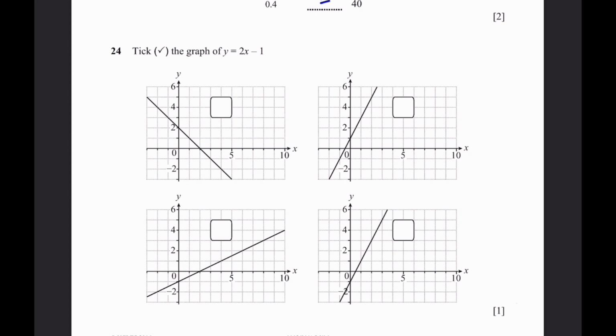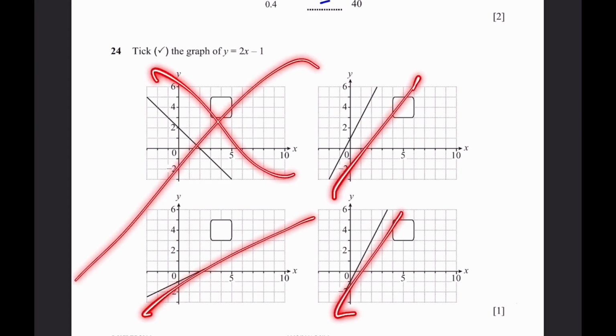Question 24. Take the graph of y equals 2x minus 1. So we can see the line formula: y equals mx plus c. Here the gradient m is 2, which means it has to be a positive gradient. So it's one of these three lines. This is not the answer.